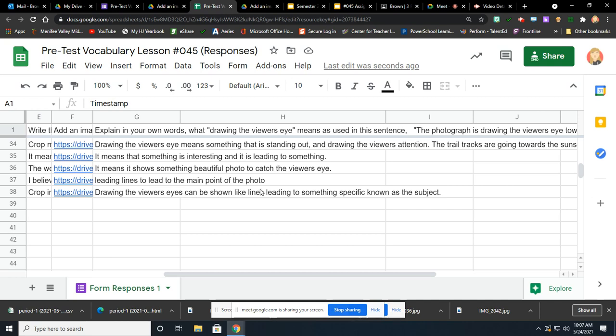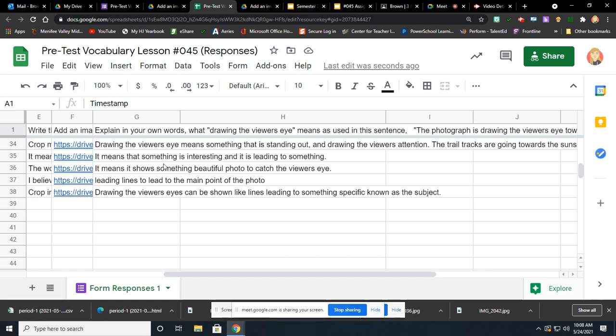Drawing the viewer's eye can be shown like lines leading to something specific. Good, so the lines are leading to something specific. Leading lines to lead to the main point of the photo. Excellent. The main point of the photo is the subject, and that's helping us get there to see it. It means it shows something beautiful. Photo to catch the viewer's eye. Excellent. Catching the viewer's eye by something beautiful.